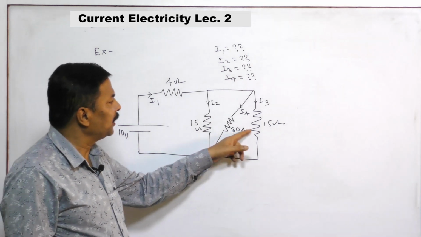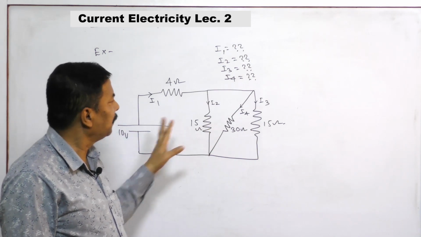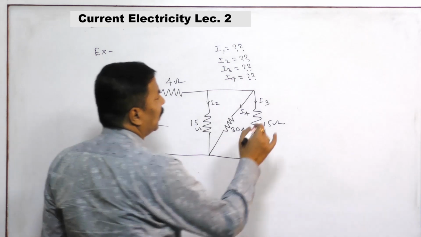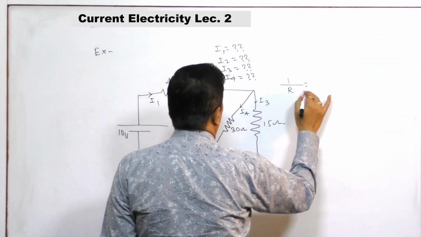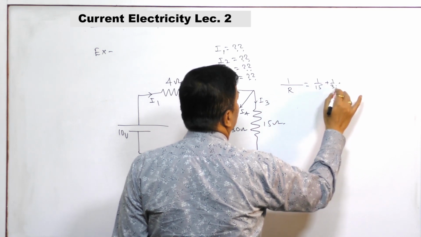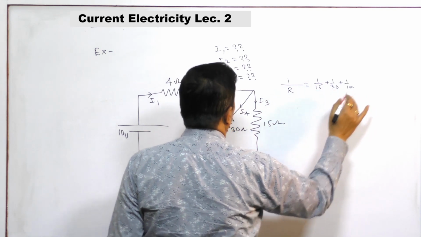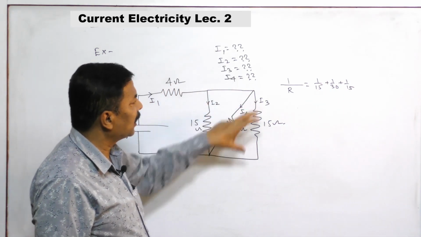So this 15 and 30 and 15 are in parallel. So what will be the equivalent resistance? 1 by R is equal to 1 by 15 plus 1 by 30 plus 1 by 15. These are in parallel, see, these are in parallel.